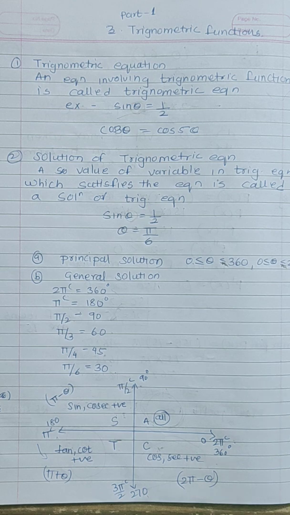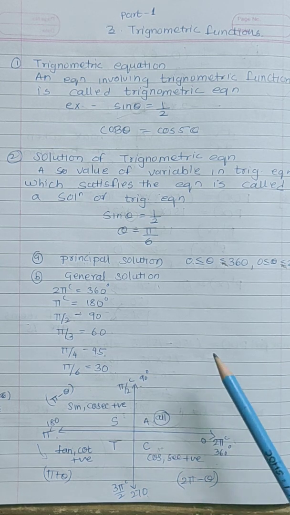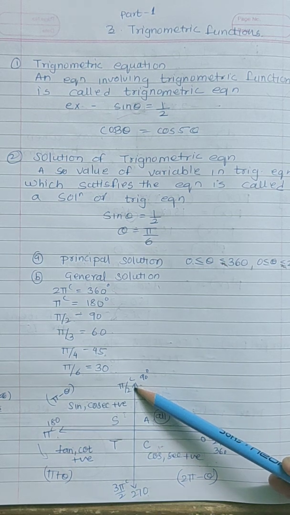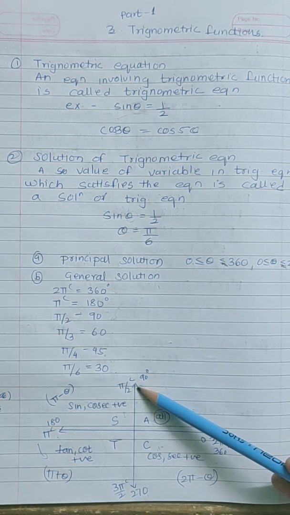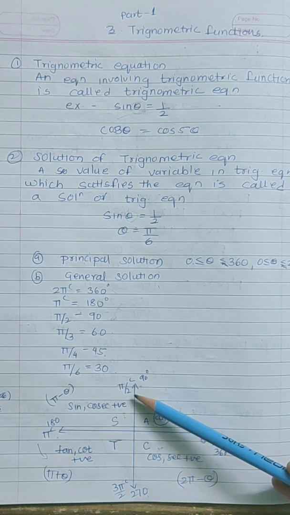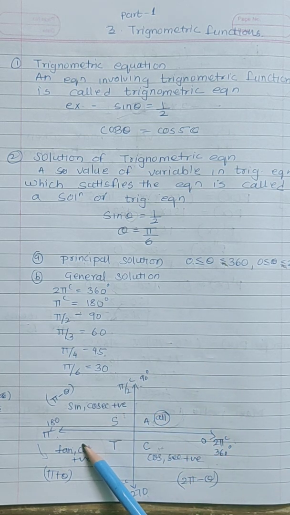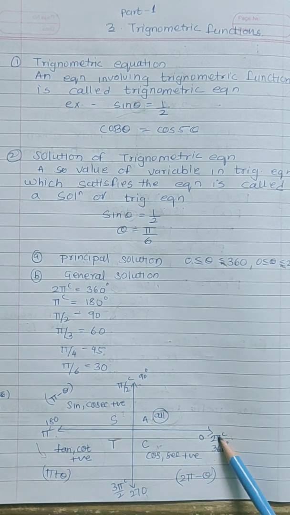Now for allied angles, in the principal solution you need the allied angle. For that you have to write the allied angle. So you will not take pi by 2, because if you take sine of pi by 2 minus theta, it will change and become cos. So to make it easy, you will only take pi and 2 pi.